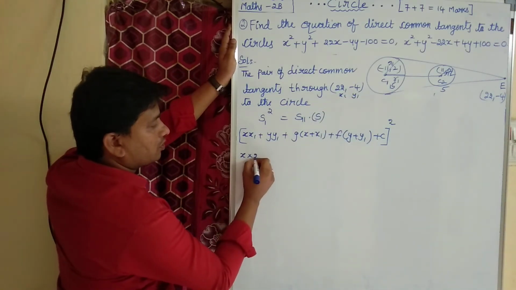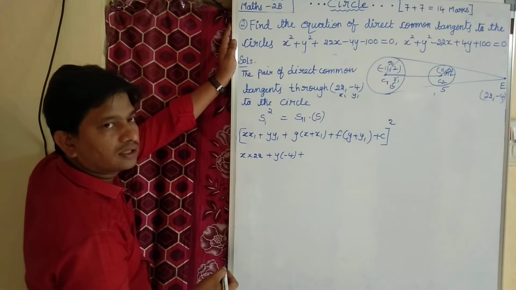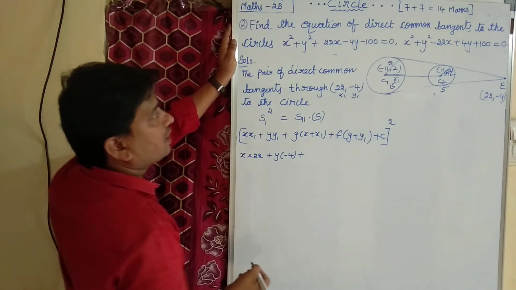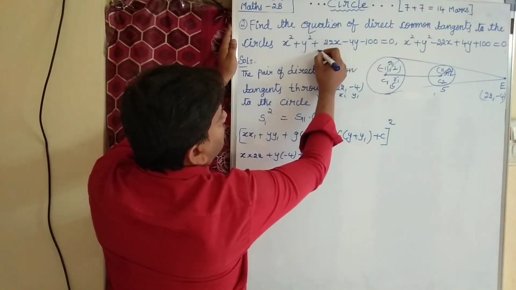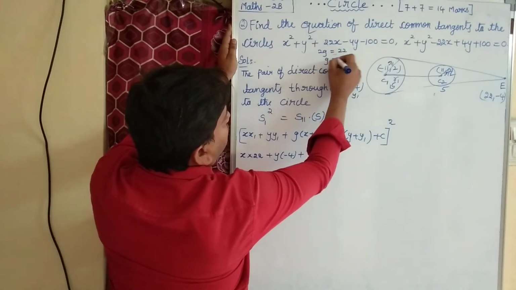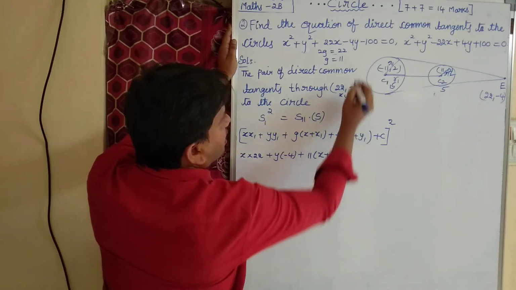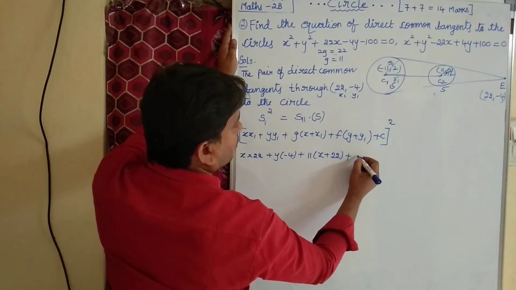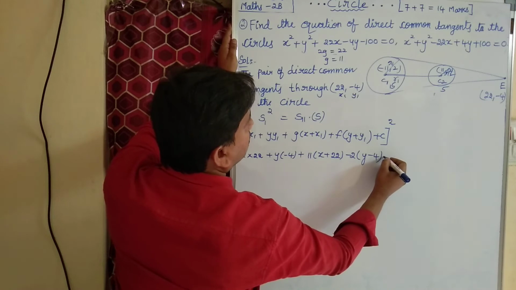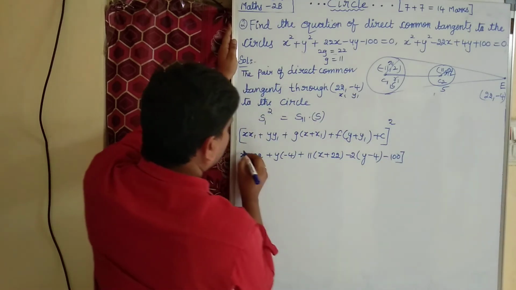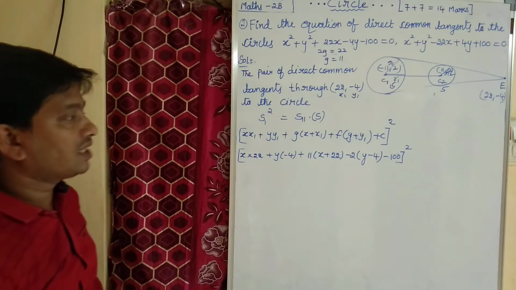S1 square means x into x1, this is our x1 and this is our y1. So x into 22 plus y into minus 4 plus g value, how much? G value is 11, right? Because for the first circle 2g equal to 22, g equal to 11, children. So 11 into x plus x1 means 22, plus f. 2f equal to minus 4, f equal to minus 2. So that is minus 2 into y plus y1 means minus 4, plus c value minus 100, whole square. Is it clear, children?